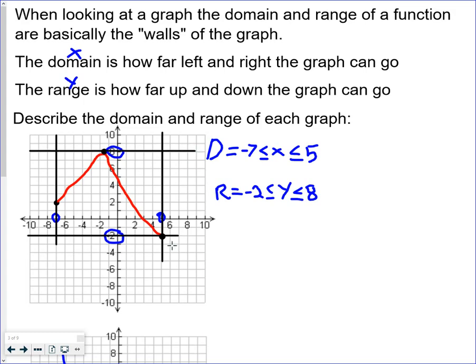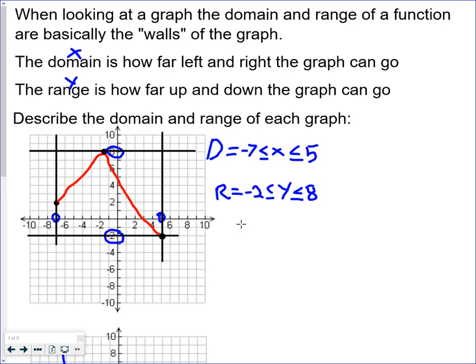So as I said, the domain and range kind of frame your graph. They're kind of the boundary points of your graph. So this domain says my graph goes from -7 to +5. And the range says my graph goes all the way down to -2 and all the way up to +8. So these are all the possible numbers I can put in. These are all the possible numbers I can get out. And usually you're going to be writing them as an inequality, except for some special cases we'll go over.